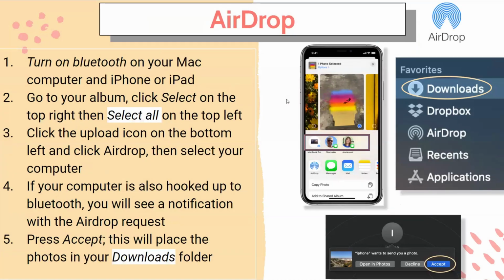With AirDrop, turn Bluetooth on for your Mac computer, iPhone, or iPad. Go to your album, select one on the top right, then select all on the top left. Click the upload icon on the bottom left and click AirDrop. Then select your computer. If your computer is also hooked up to Bluetooth, you will see an AirDrop request notification. Press accept and this will place the photos in your downloads folder.